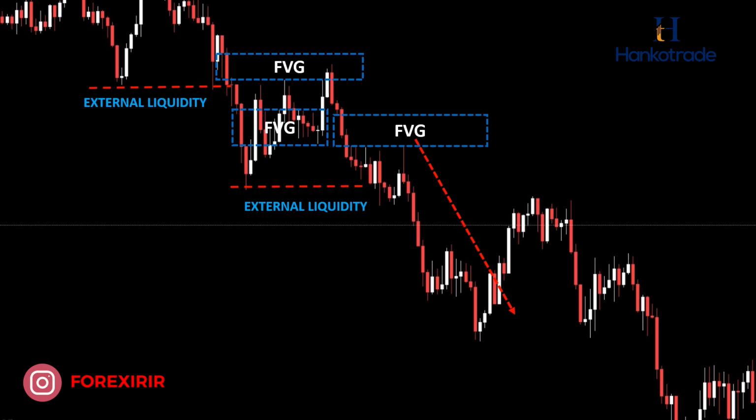Just as before, the price managed to sweep this external liquidity with a lengthy wick and then pushed upwards to fill the gap of this fair value gap. However, as seen, the price experienced a reversal after this and resumed its bearish momentum.